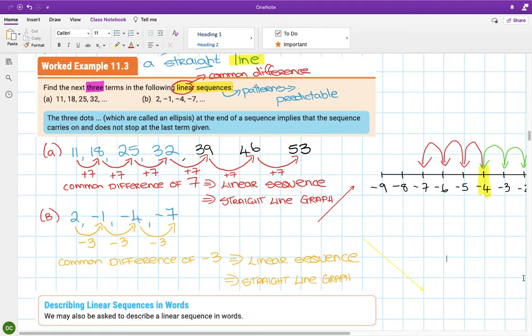Okay, so let's see, can we get the next number? So if we go down another 3 from minus 7, we get minus 10. If we go down another 3, we get minus 13. And if we go down another 3, we get minus 16. So they're the next 3 terms in that sequence. Yeah?